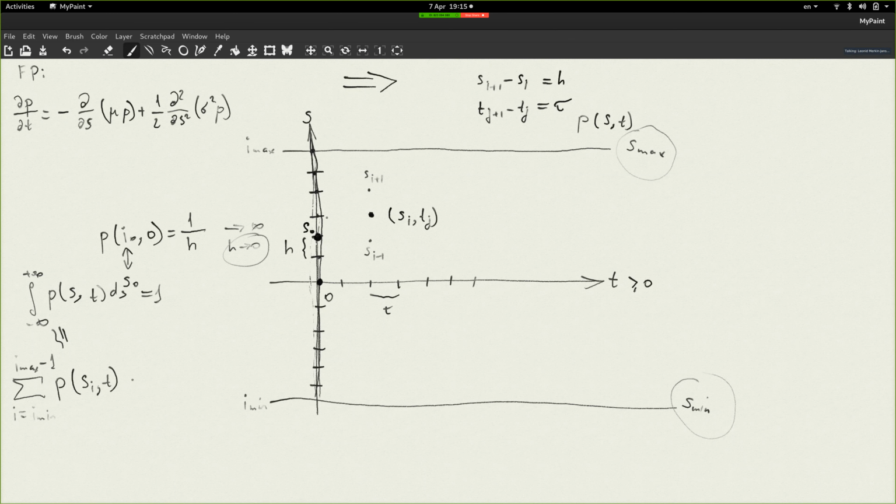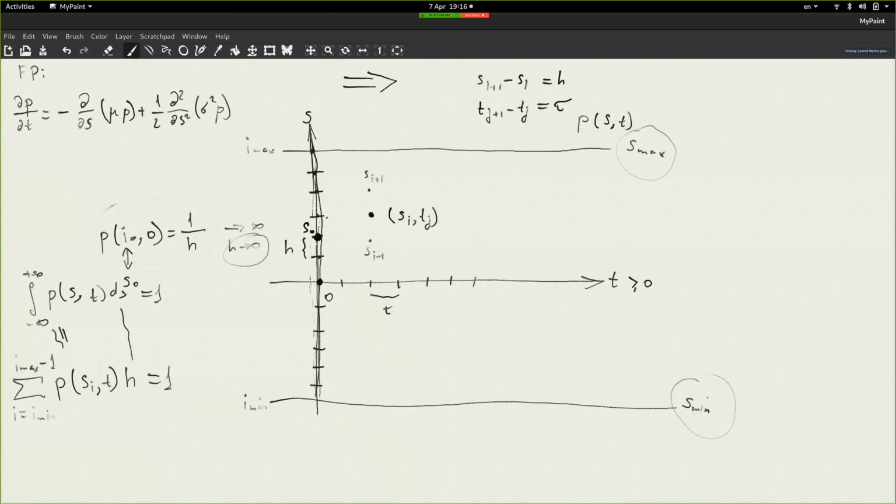Therefore, if we define the initial value for our function p in such a way that it is equal to 1 over h at point I0, and it is 0 in all other points, then this condition is satisfied, and we have indeed this numerically evaluated integral over the grid being equal to 1. The total probability mass is equal to 1. It is non-zero in only one point currently, but that is only for t equal to 0.